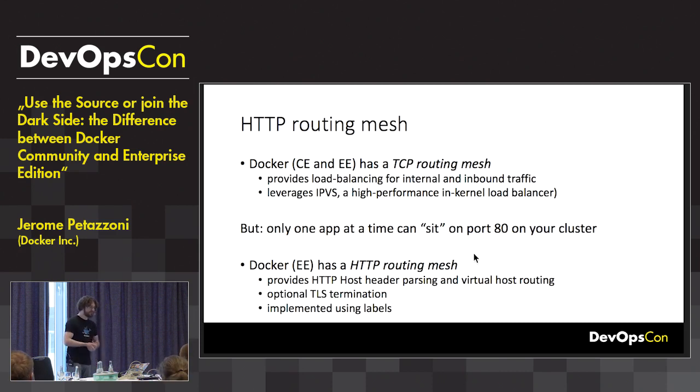Now, other features that are different between the CE and EE are the way traffic is routed. Both editions have a TCP routing mesh where you can expose ports, and you can have load balancing not only inside the cluster, but also for traffic coming from outside. But on the Enterprise Edition, there is also an HTTP routing mesh, which means that if you want to have multiple web apps in the cluster, as you probably know, you can only have one application sitting on port 80. So if you have multiple web apps, you need to decide who is on port 80 and who has to be on another port. So the HTTP routing mesh is just a reverse proxy that will take care of routing all the incoming traffic on port 80 and route it to the proper applications.